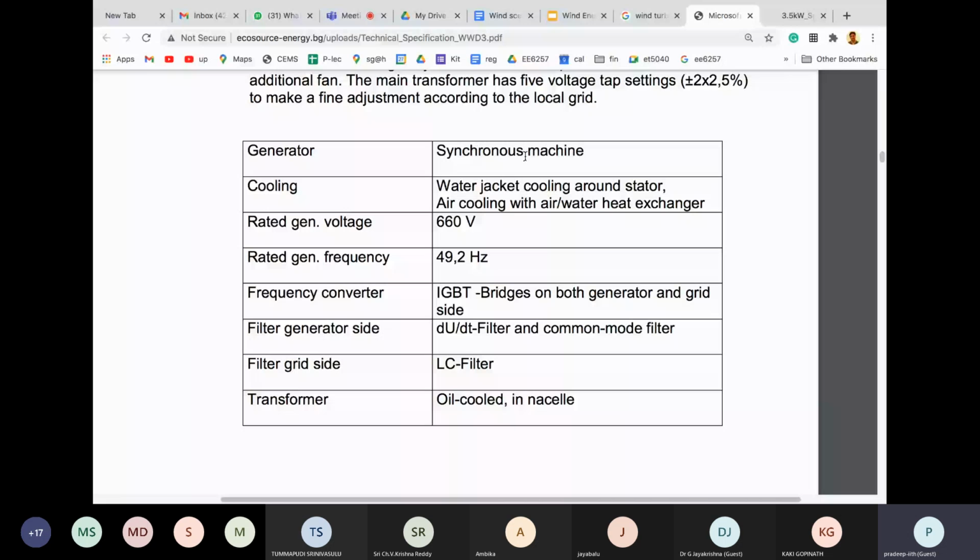This is again what kind of generator it is using. A synchronous machine and water jacket cooling around stator, so air cooling with the air water heat exchanger. It has a water pipeline across the generator, and it will be cooling. Then generation voltage, generation frequency, and then frequency converter. Once it generates at 660 volts, the voltage is stepped up to very high voltage, because 3 megawatt means it should be very high voltage. So it has to have a step up.